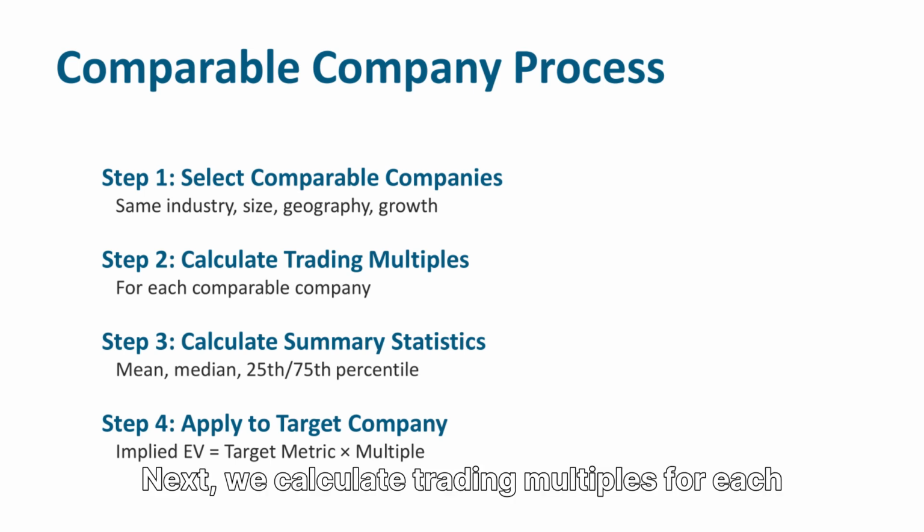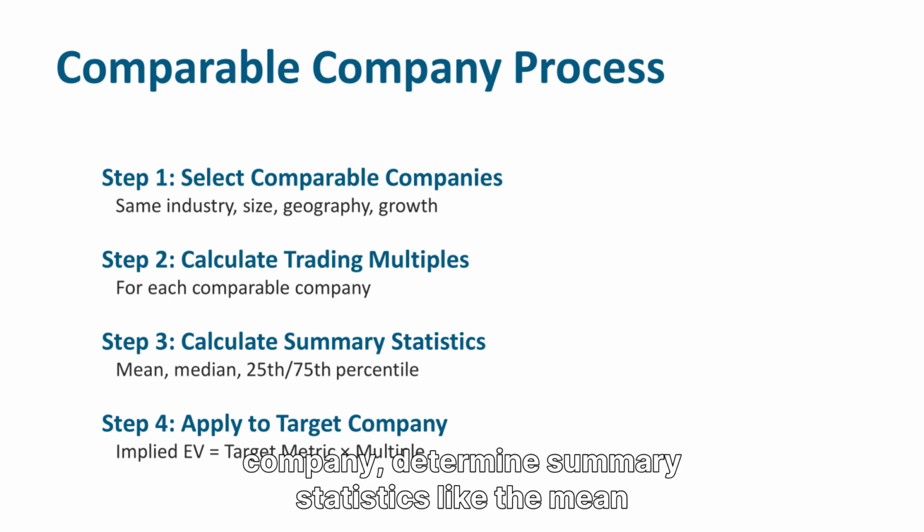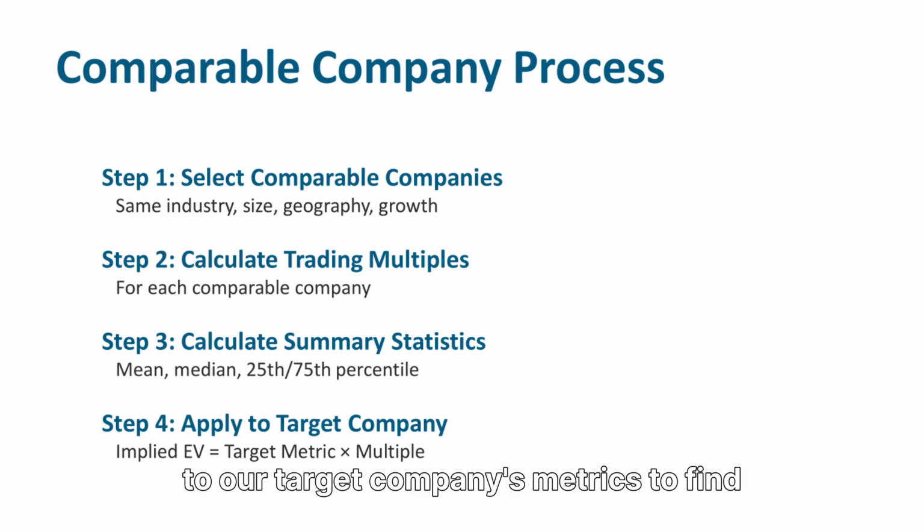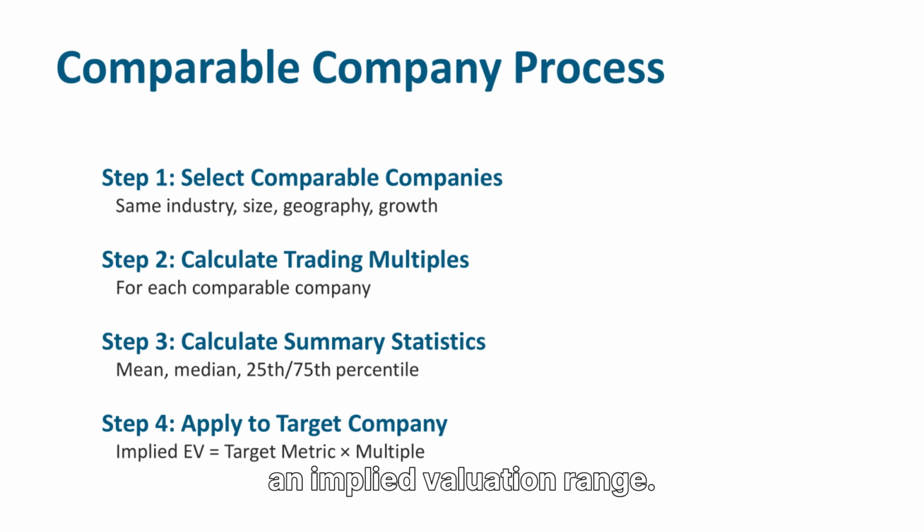Next, we calculate trading multiples for each company, determine summary statistics like the mean and median, and finally apply these multiples to our target company's metrics to find an implied valuation range.